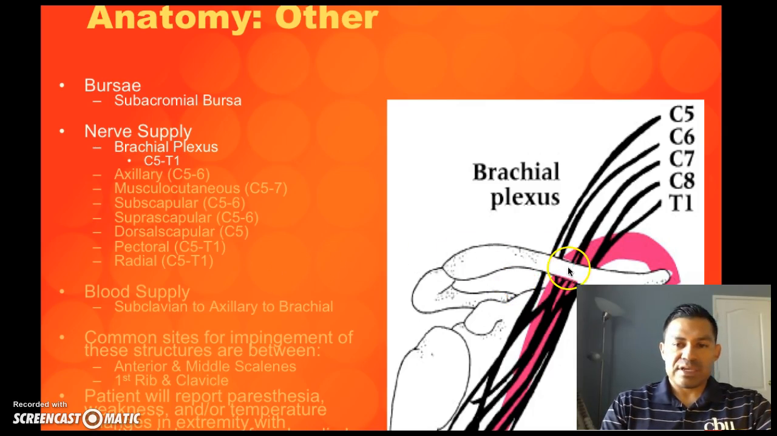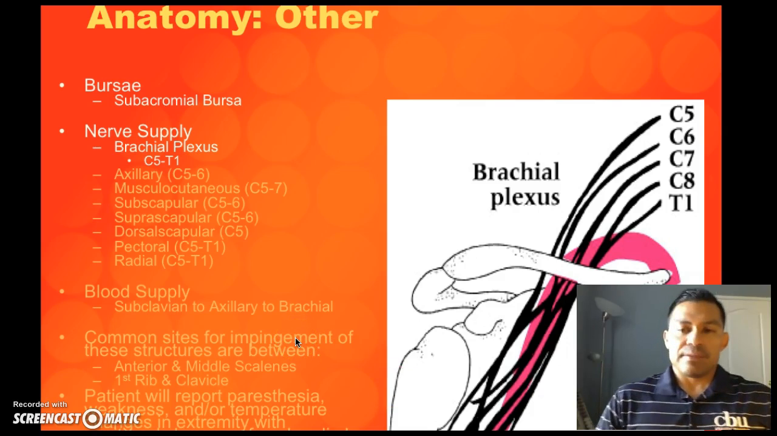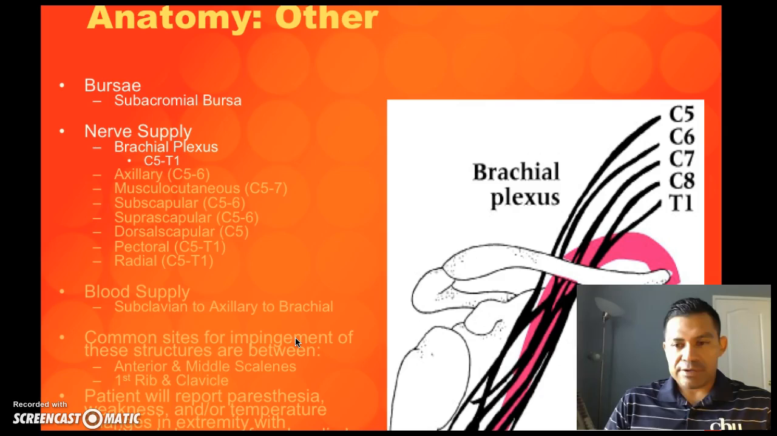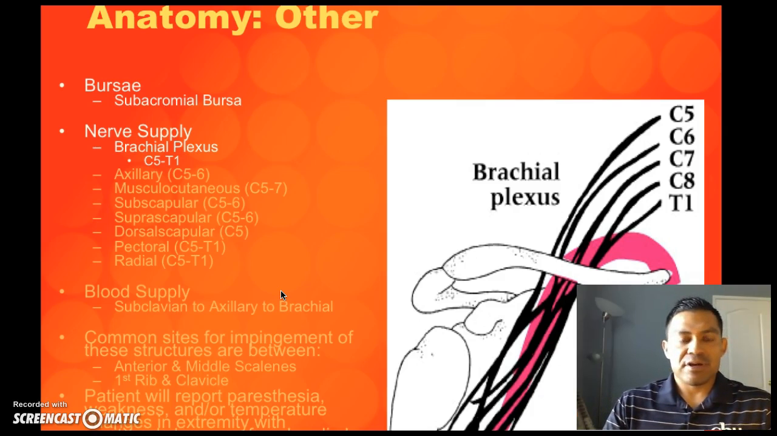So all these, as you can see, pass behind the clavicle and pass close to the subacromial space. So anytime you have a sprain or a strain at the shoulder level and you get inflammation, there's not going to be a whole lot of space because there's already a lot of structures within this area. So getting neurological symptoms is not very uncommon when you have any type of shoulder injury.